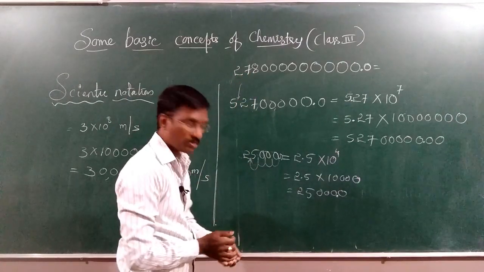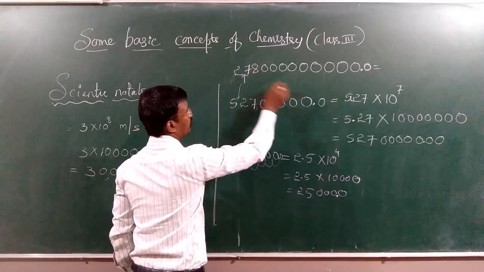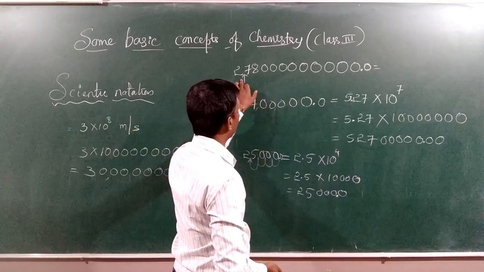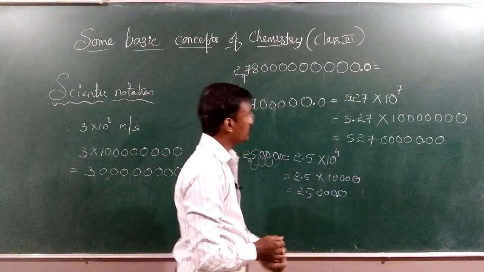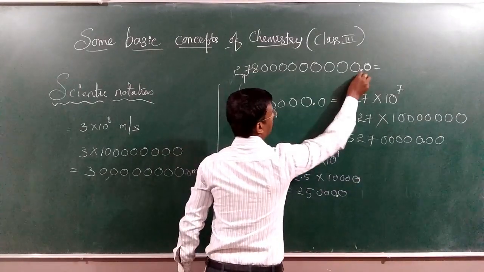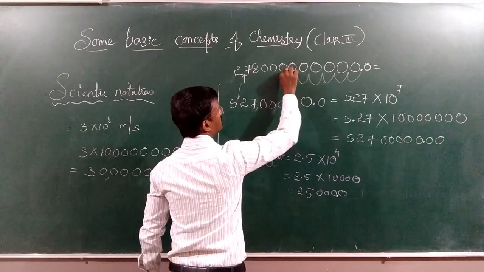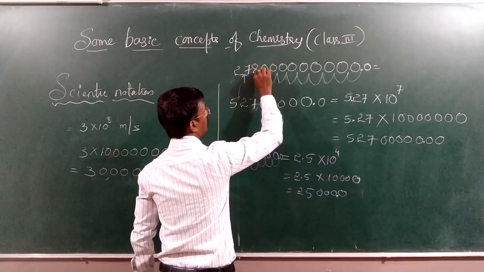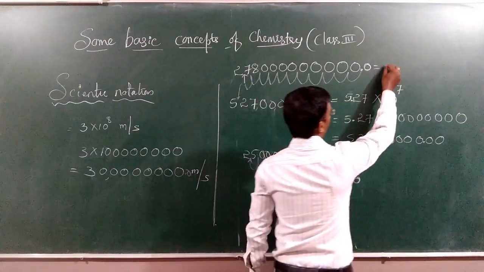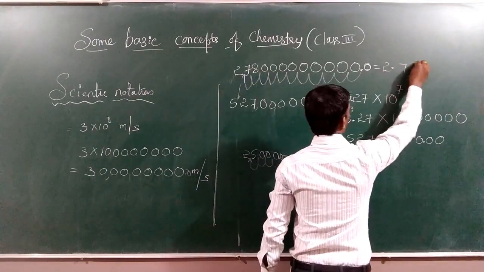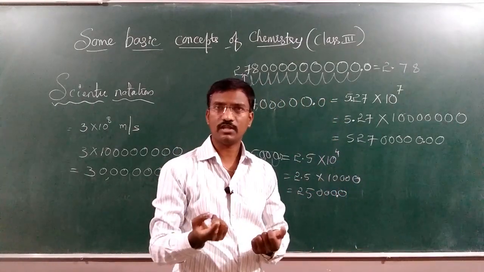So I have to put the point after the first term. If I put the point after the first term, how many digits am I shifting from right to left? Just from here to here it is 1, 2, 3, 4, 5, 6, 7, 8, 9, 10, and this one is 11. So 11 means 2.78.